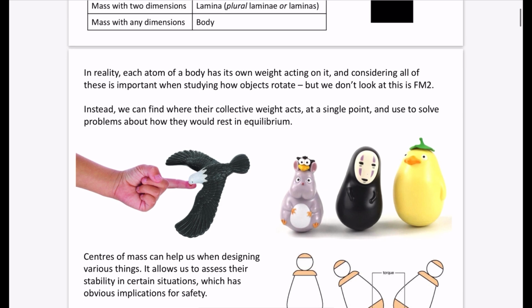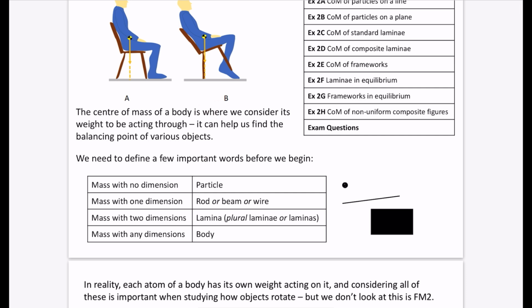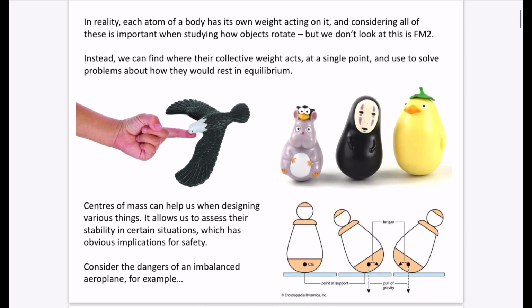So let's talk a little bit more about centres of mass, because we only had a very slight definition of it right here. I've written that in reality, each atom of a body has its own weight acting on it. And considering all of these is important when studying how objects rotate. But we won't be looking at this in Further Mechanics 2. We won't really be looking at the rotation of objects. We will be, at the very end of chapter 3, deciding if they will rotate or not. But we won't actually be doing the study of their rotations.